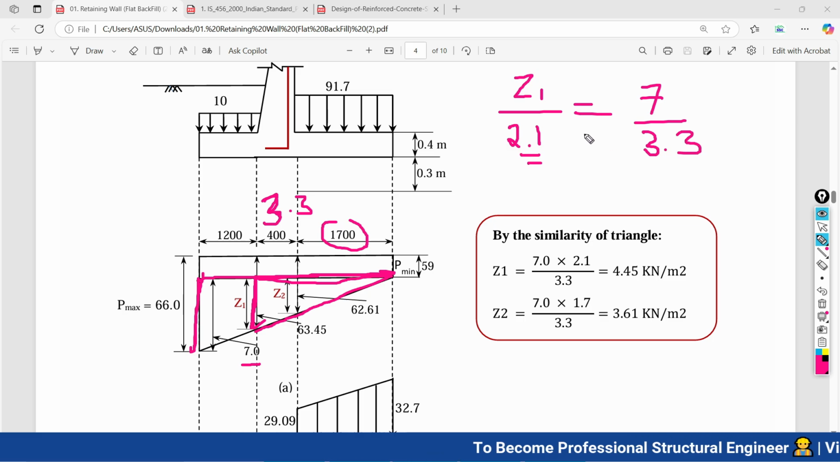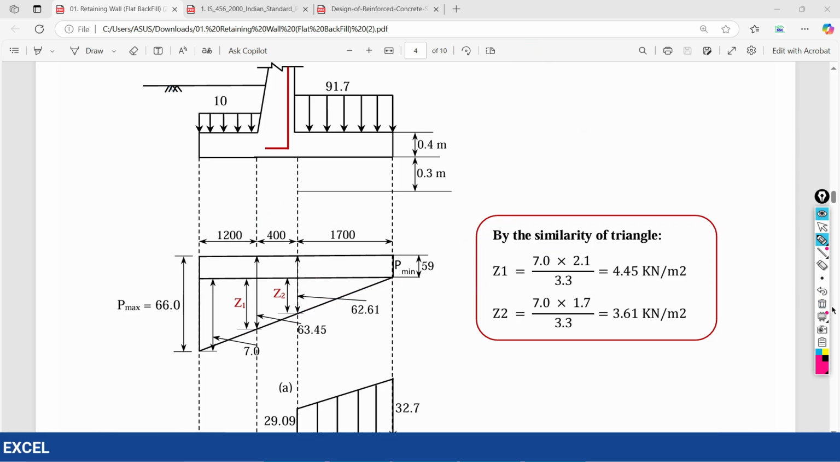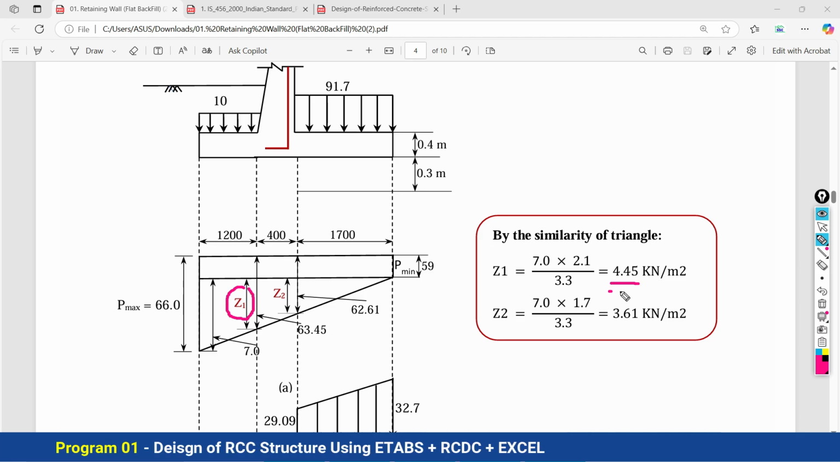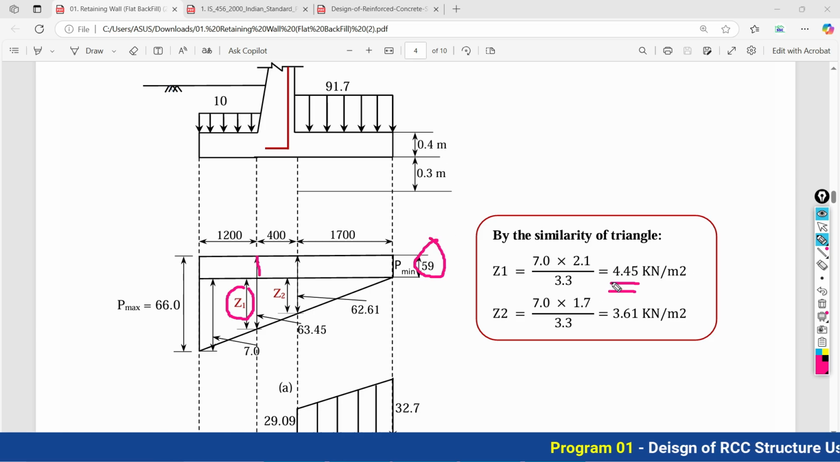Now this 2.1 is taken on that side. So we will calculate Z1 here. That calculation is given by the similarity of triangles. After doing this calculation, we get the value of Z1 as 4.45 kilonewton per meter square. Now this 59 plus 4.45, what is this value coming to?